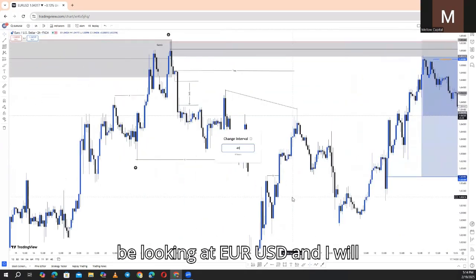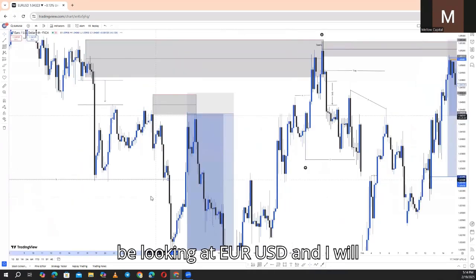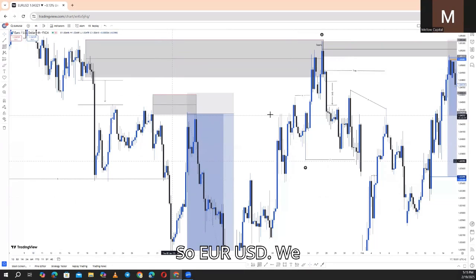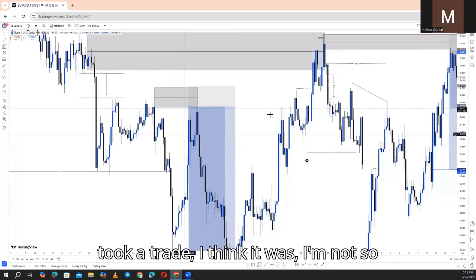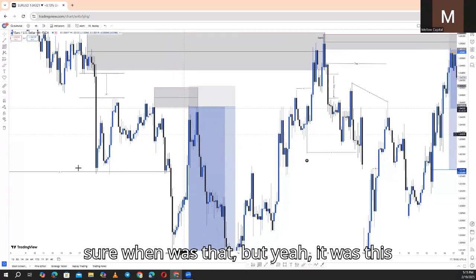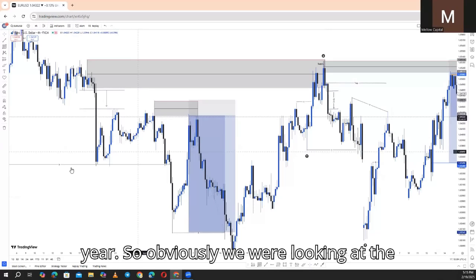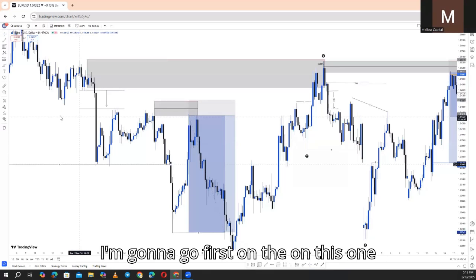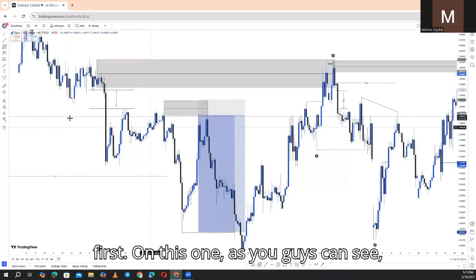Okay. Just gonna be looking at Euro USD, and I will focus on a few pairs for you guys as well. So Euro USD, we took a trade. I'm not so sure when that was, but yeah, it was this year. So obviously we were looking at the market structure. I'm gonna go first on this one.